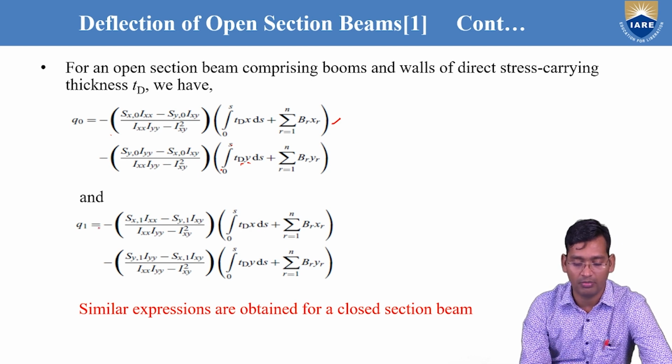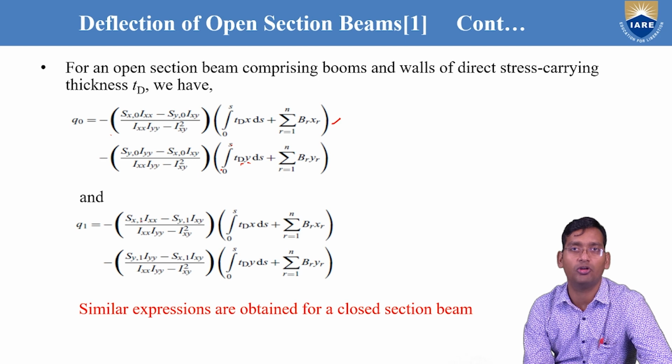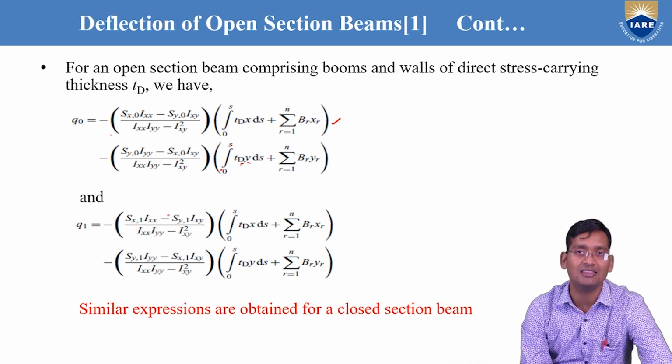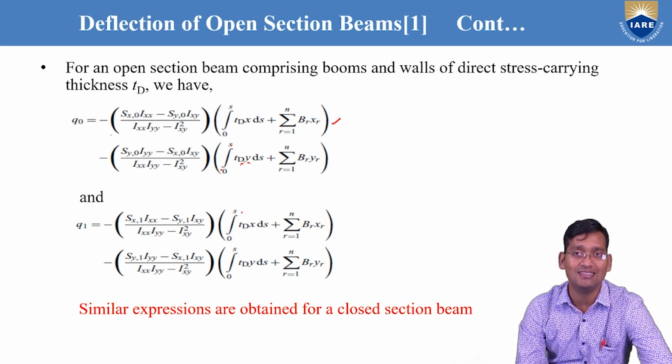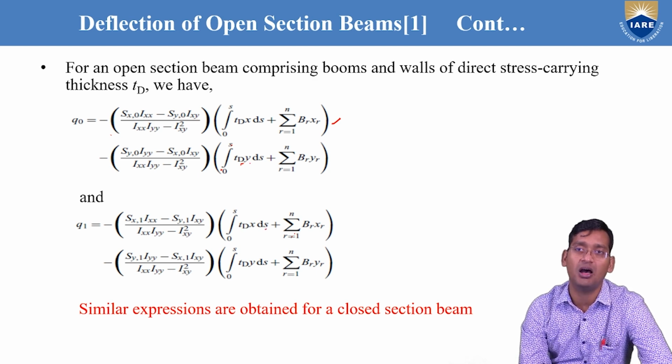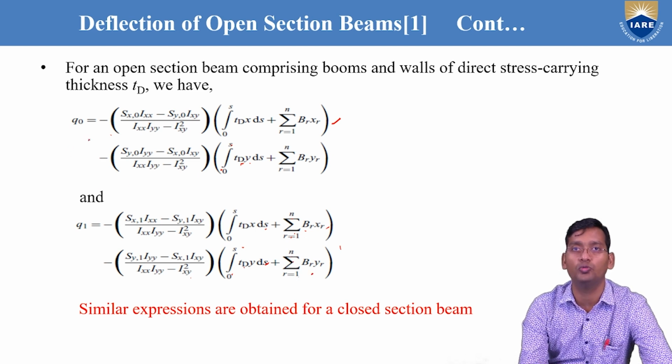Similarly for q1, minus Sx,1 Ixx minus Sy,1 Ixy by Ixx Iyy minus Ixy squared, now replacing 0 with 1, whole multiplied by the integral from 0 to s of t_D x ds, where t_D is the thickness subscript D, not t into D, plus the sum over r equals 1 to n of B_r x_r, minus Sy,1 Iyy minus Sx,1 Ixy by Ixx Iyy minus Ixy squared, whole multiplied by the integral from 0 to s of t_D y ds plus the sum over r equals 1 to n of B_r y_r. So these will be the final q0 and q1.